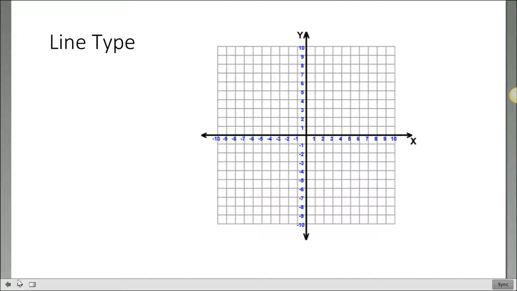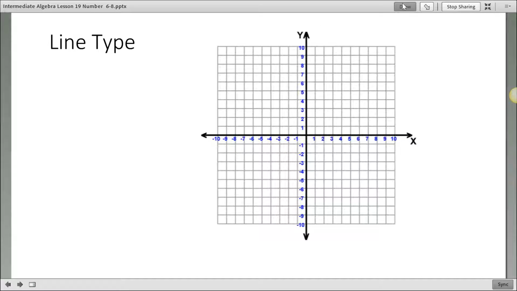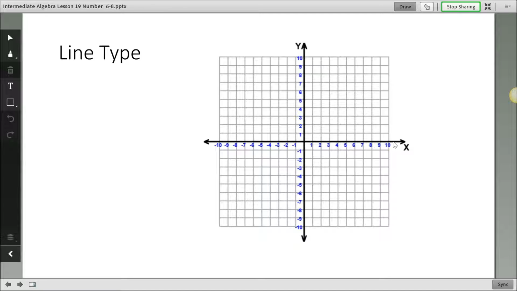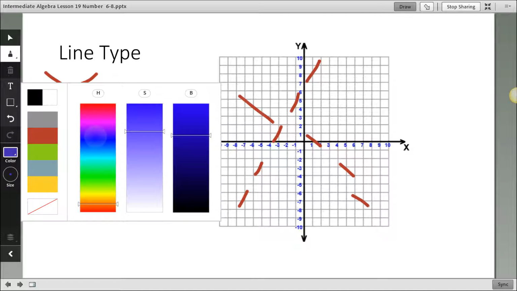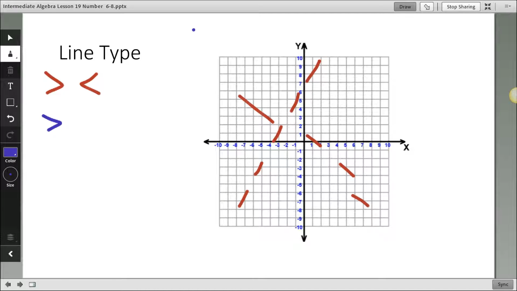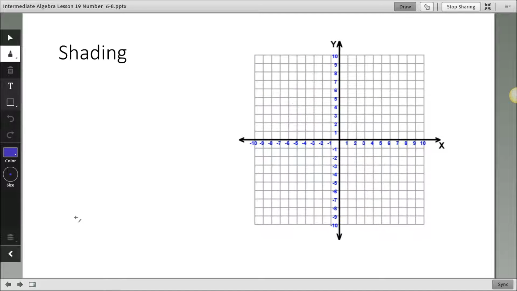We've got two different line types we want to talk about here in this lesson. First line type, if you have greater than or less than, those will be dashed lines. And then if you have greater than or equal to or less than or equal to, those are going to be solid lines. And then we'll talk about that more as we go through the lesson, but just beware. You've got to make sure you look at the line type when you make your graph.